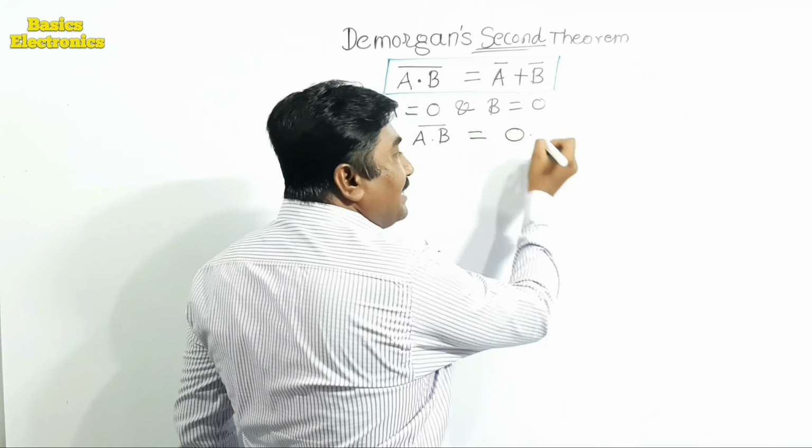So, 0 dot 0 complement: 0 dot 0 is equal to 0, and its complement, 0 complement, is equal to 1. Okay, this is the output for the left hand side. Now, for the right hand side, RHS: y equals A complement plus B complement.